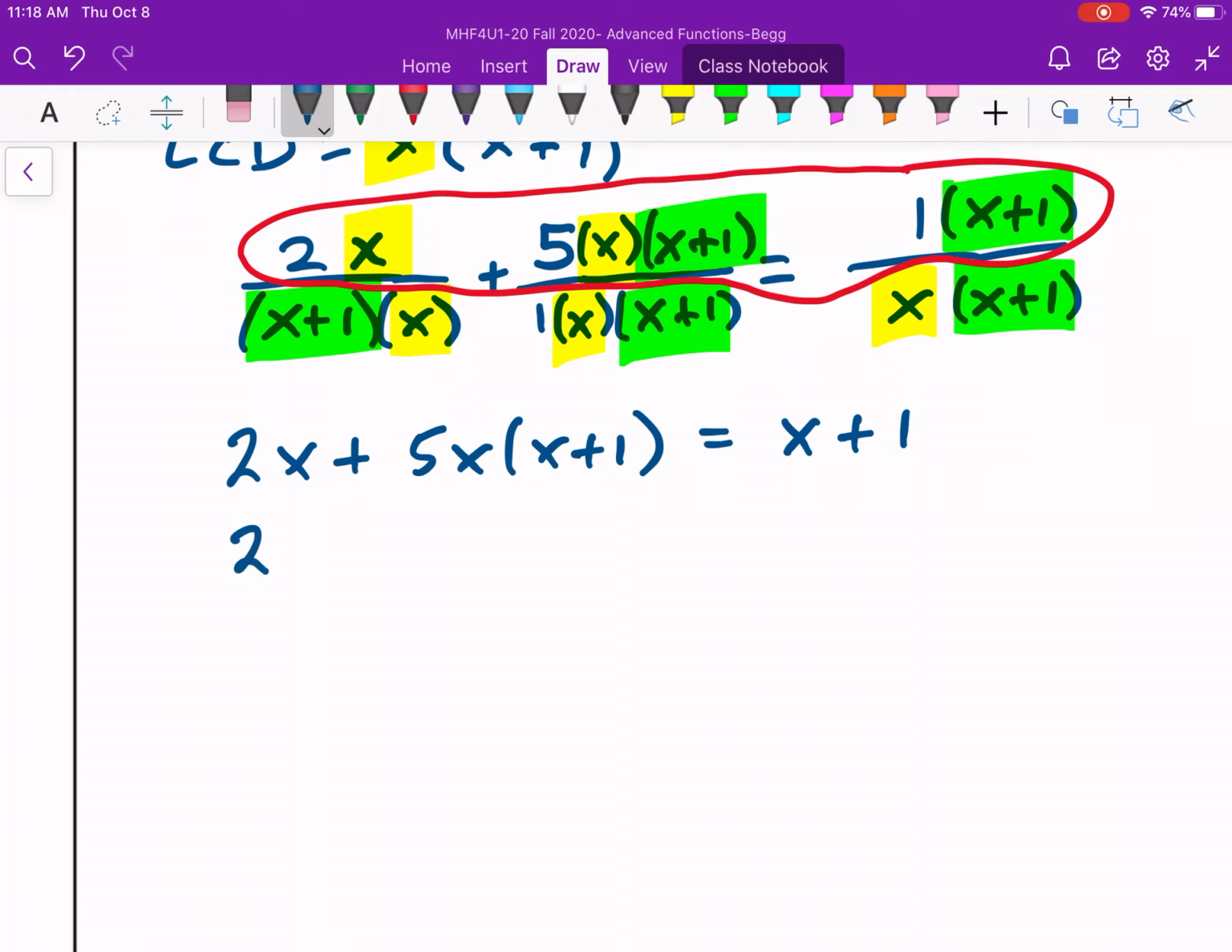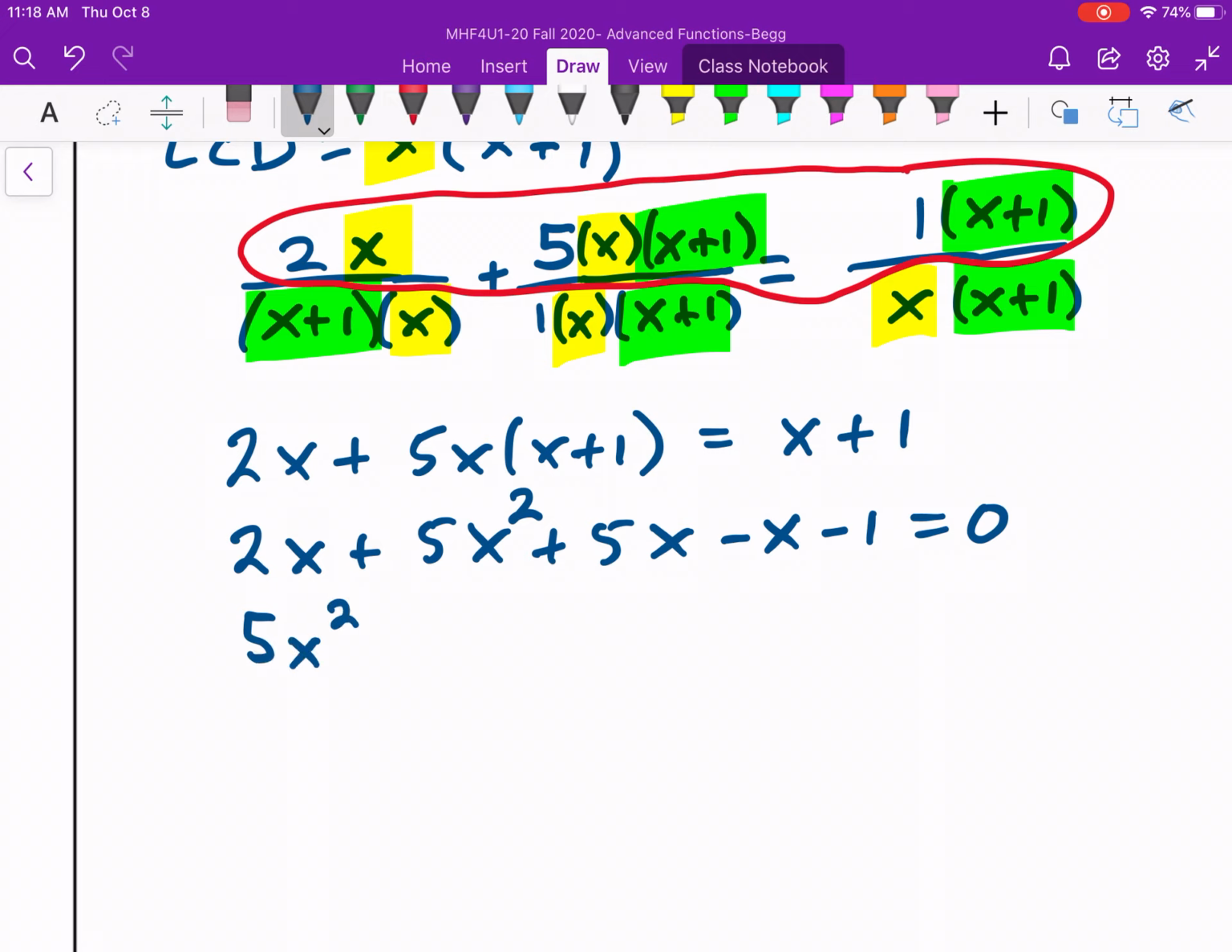So expanding it out, I get 2x plus 5x squared plus 5x. I can bring the x plus 1 over to the left, changing the signs, of course. Collect my like terms. Sorry, this should have been a 5x squared here. Put things in the proper order from highest exponent to lowest. Oops, I forgot about that one. That should be a 6x. And that's all equal to 0.